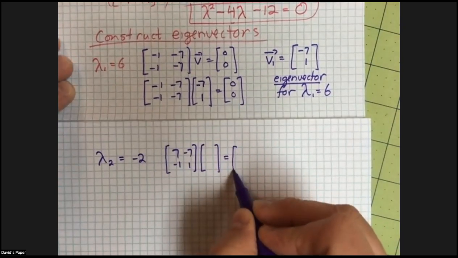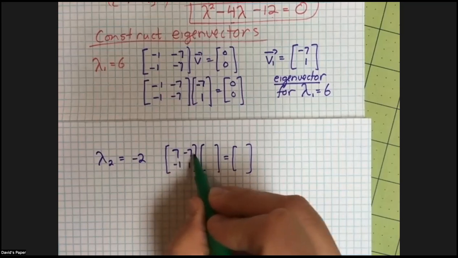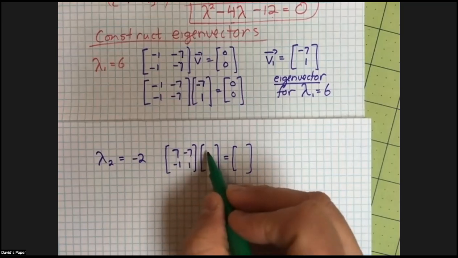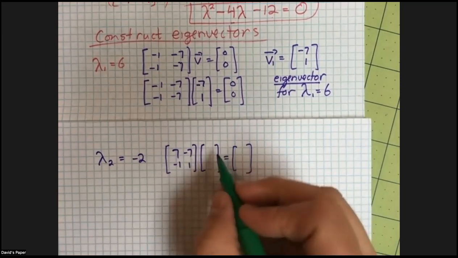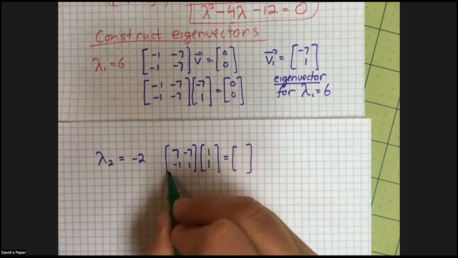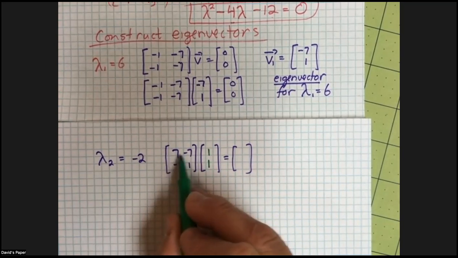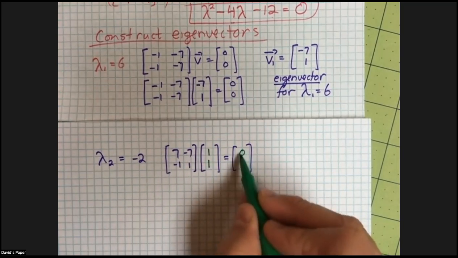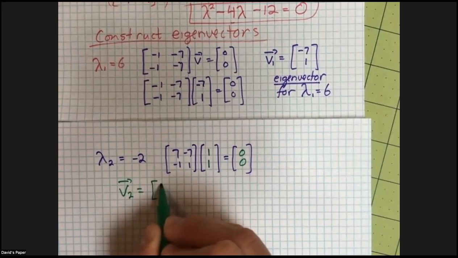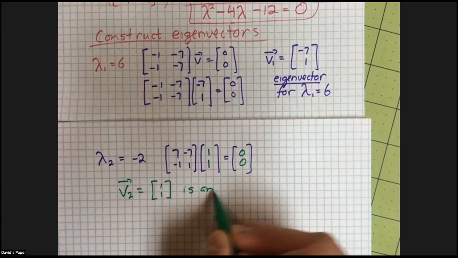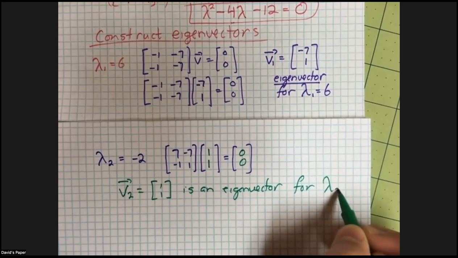But this time, I'm just going to hop straight to the eigenvector. What am I going to do? I am going to switch the two numbers and change one of the signs. So I could use 7, 7. I don't like to work with numbers that are larger than I need, so I'm going to use 1, 1. I could have used minus 1, minus 1, but why use minus signs if I don't have to? Notice that 7 minus 7, minus 1, 1 times 1, 1 is 0, 0. So this vector 1, 1 is an eigenvector for lambda 2 equals minus 2.